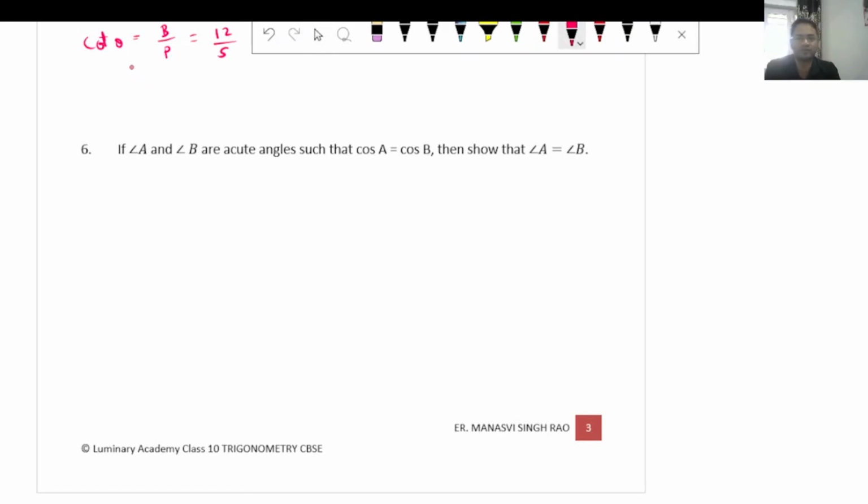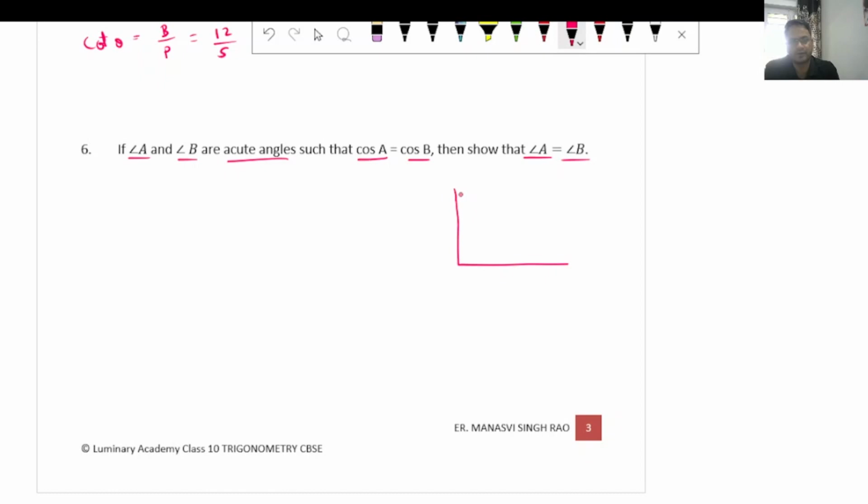In this video I will be solving question number 6 of class 10th chapter number 8 trigonometry exercise 8.1. It is written that angle A and angle B are acute angles, so both are acute angles, which means they are less than 90, such that cos A is equal to cos B, then show that angle A is equal to angle B. So first thing you can do, the easiest method, is make a triangle like this.